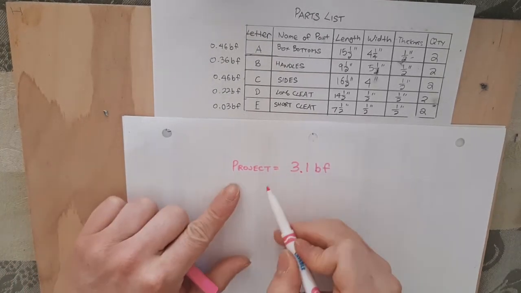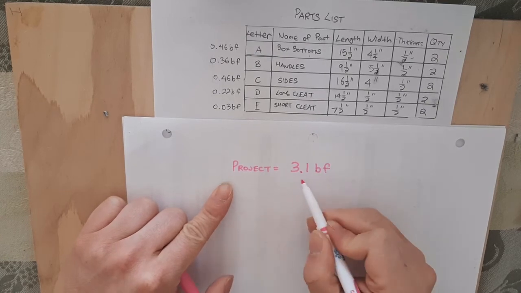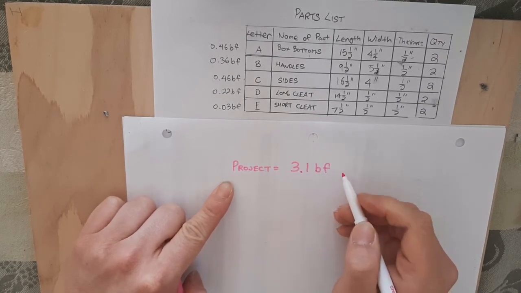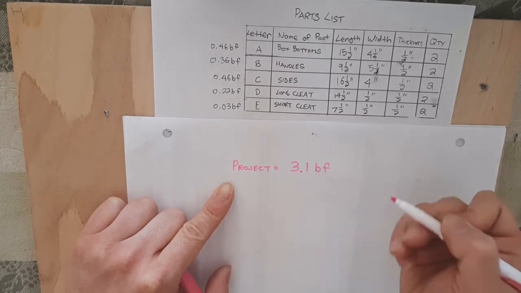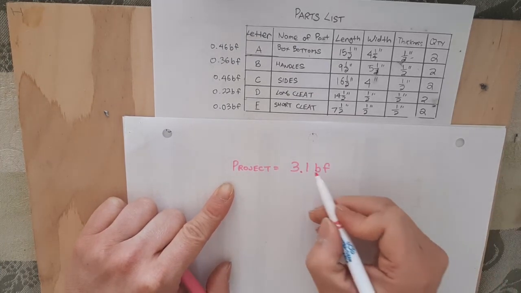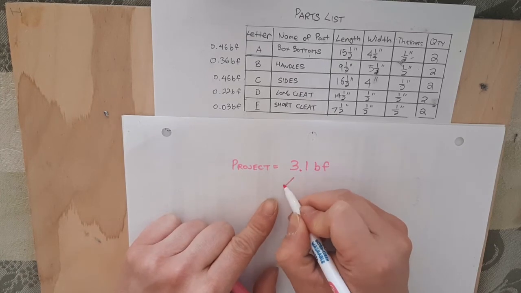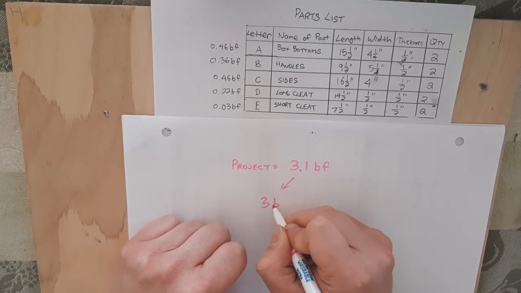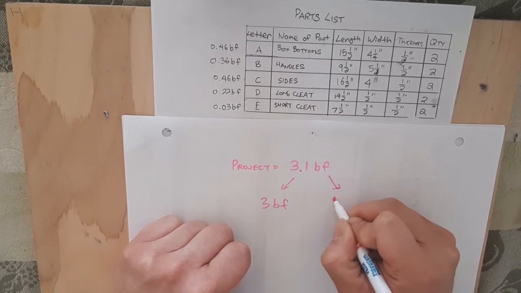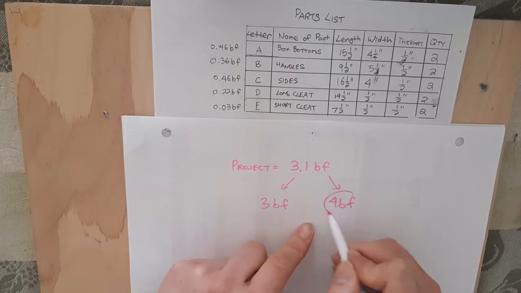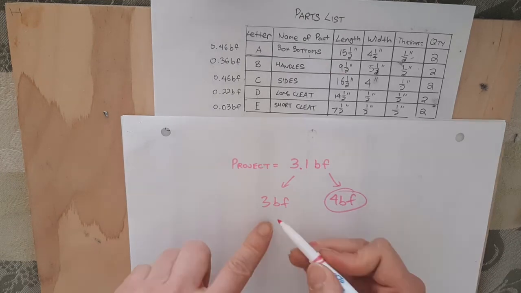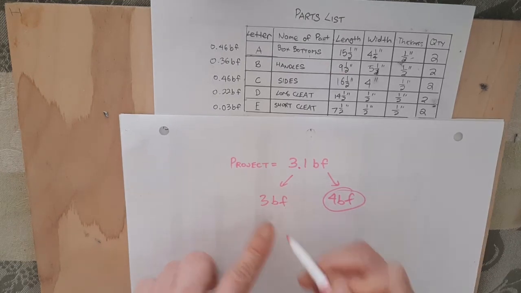Now, in this example, if your final project required 3.1 board feet, as I mentioned, you actually can only buy wood by the board foot. So you can either settle for 3 board feet or 4 board feet. So in this case, you'd actually have to buy 4 board feet. Or you could just shrink your dimensions to try to get 3 board feet.